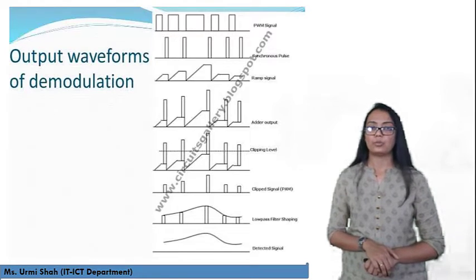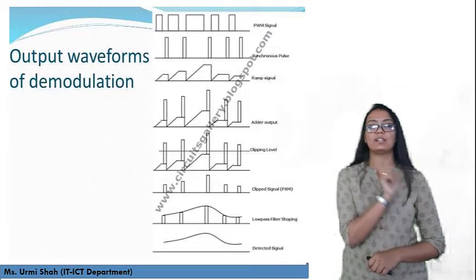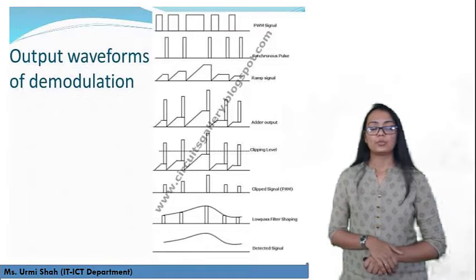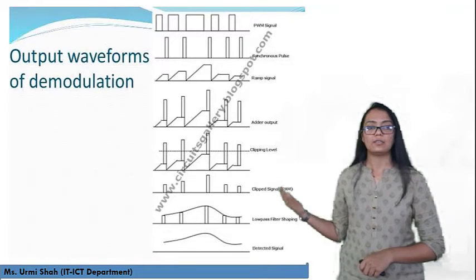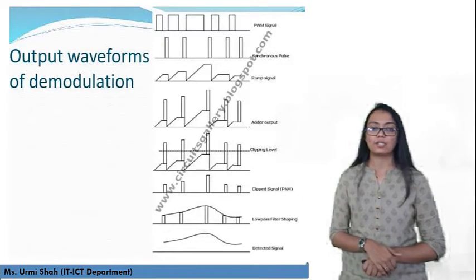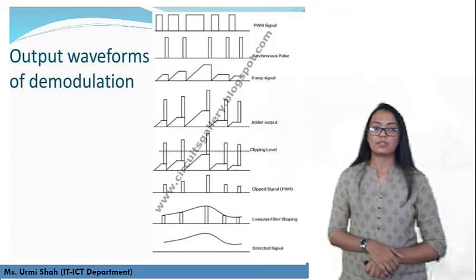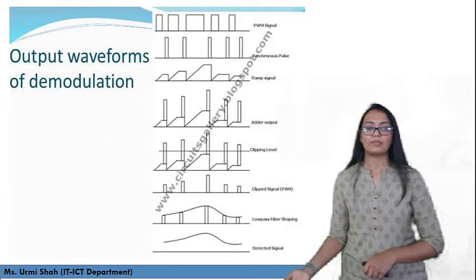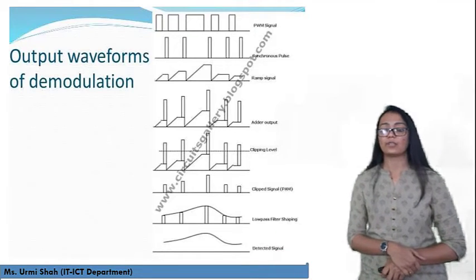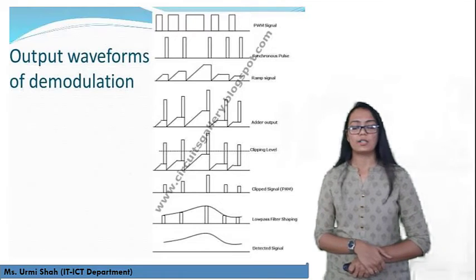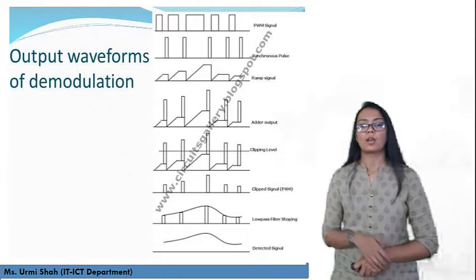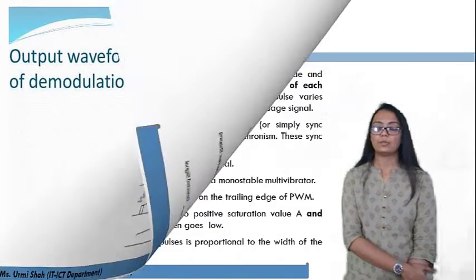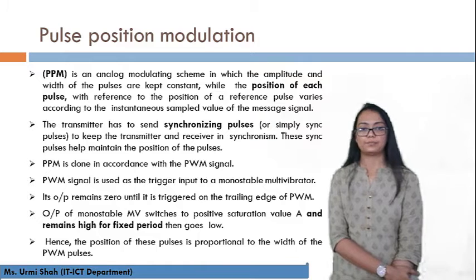Firstly, we have the PWM signal, which has different widths of pulses. Then it is applied to the ramp signal, and then to the adder circuitry. After the adder circuitry, we have the filtering process of the signal, and finally at the low pass filter, we achieve our original message signal. So this way, the whole demodulation process of the PWM signal is done.